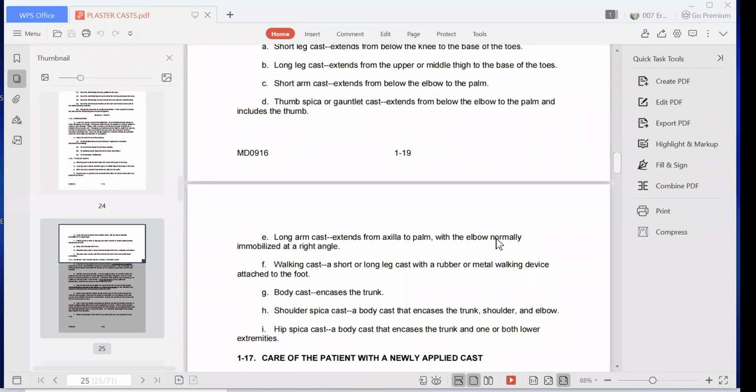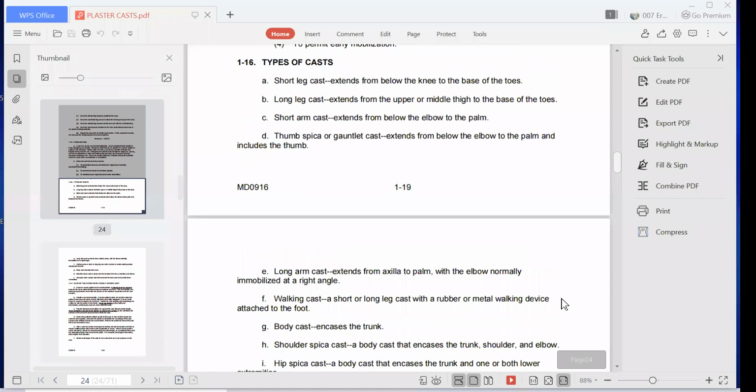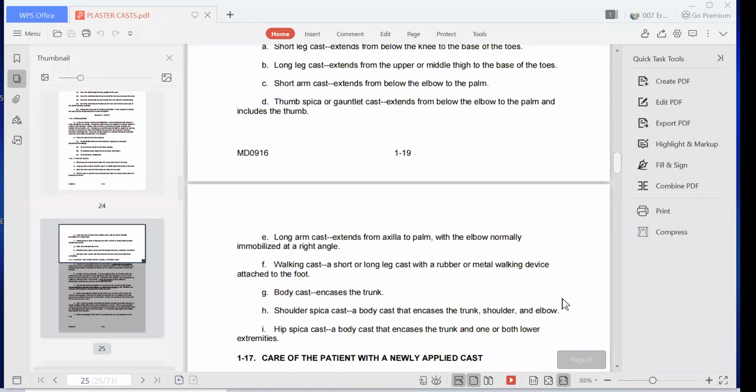Next is shoulder spica cast, a body cast that encases the shoulder, trunk, and elbow. Hip cast, a body cast that encases the trunk and one or both lower extremities. So these are some of the types. So at least if you can identify the name, from the name it can be easily identifiable, like short leg, long leg, short arm, thumb spica, long arm, then the walking cast, body cast, shoulder spica cast, hip spica cast, all these are representations of the names, and accordingly it has been categorized.